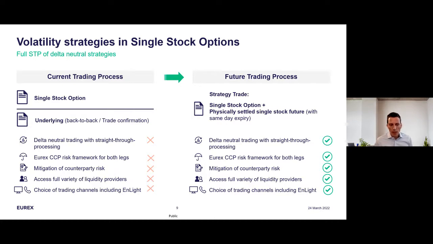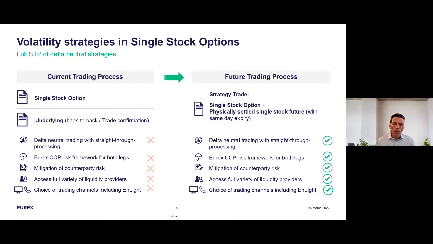Therefore, the current process is basically that you trade the option off book, and you exchange back to back the underlying. But obviously, the limitation of that process is, first of all, that you have a manual intervention. You need to exchange the underlying cash leg. It's not a CCP trade. This also means that you need bilateral risk agreements, ISDA agreements, between you and your counterparty. And you are also restricted in terms of variety of liquidity providers and in terms of execution channels. So basically, it's just an off-book process.